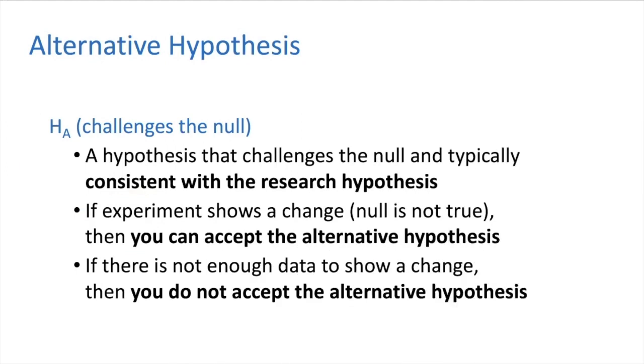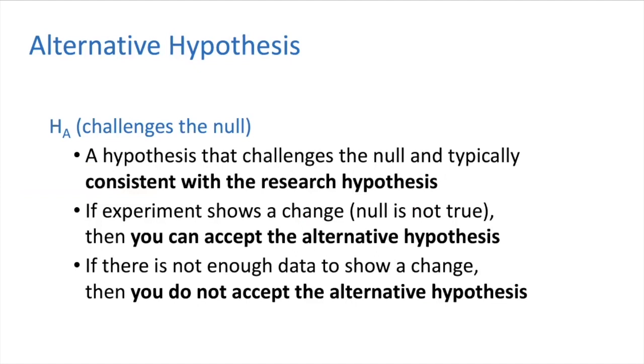Let's move on to the alternative hypothesis. This is the hypothesis that challenges the null, and typically it's consistent with the research hypothesis. The research hypothesis is a prediction. And typically, when you make a prediction, you predict a change based on your experimental conditions. So very often the alternative is consistent with the research hypothesis, because the research hypothesis makes a prediction of change, and the alternative hypothesis is that change.